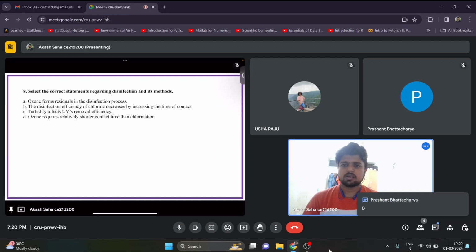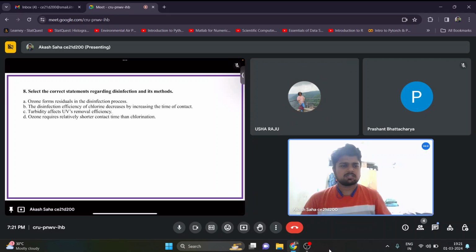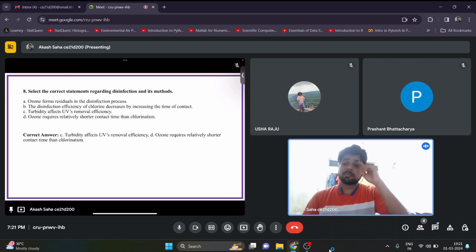Yes, option D. Anything else? And C is also correct. Option C, right? C and D both are correct. C and D. So yeah, as you have rightly pointed out, both options C and D are correct.